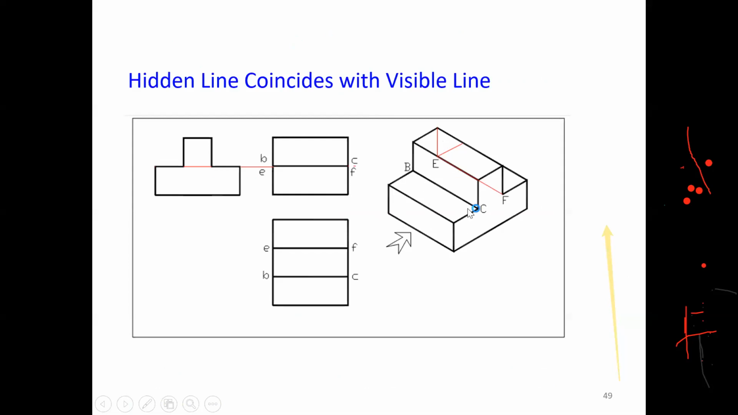So when hidden lines are overlapped by visible lines, it is a must to show the visible lines here. Okay, it is a must to show the visible lines here. Getting?